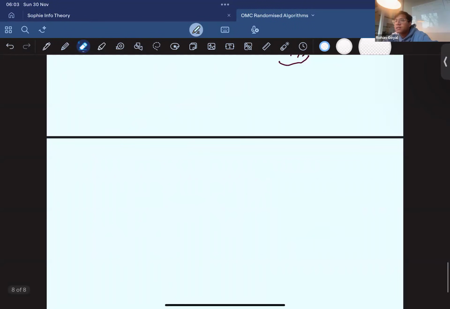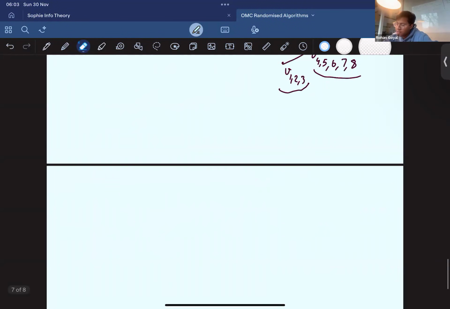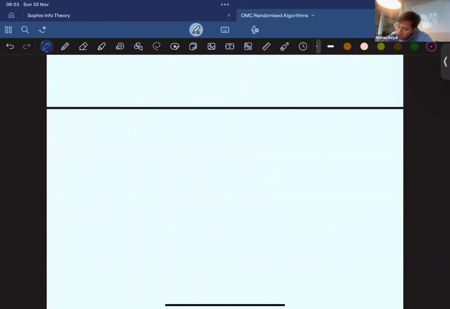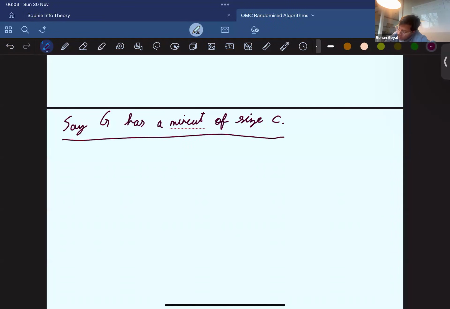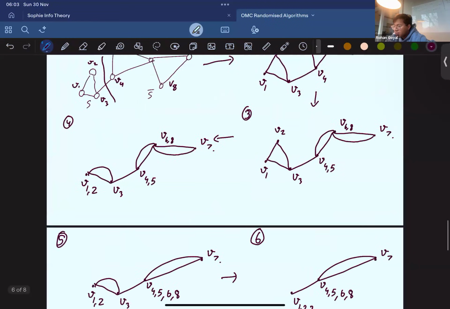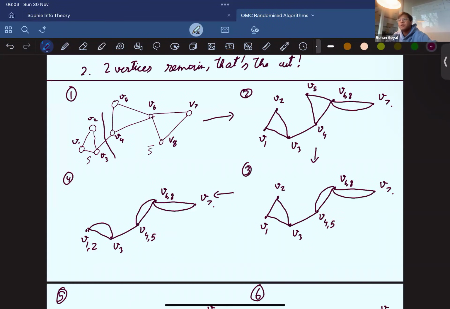Good. So now let's understand why this would work. Say G has a min cut of size C. One thing you should note is that in this process, the size of the min cut can never reduce, because we are only merging vertices. We are only saying that these are together now.